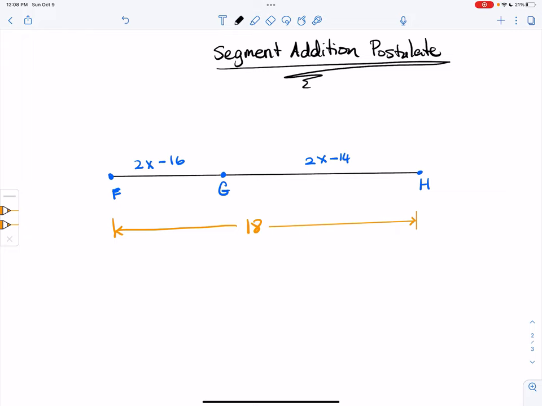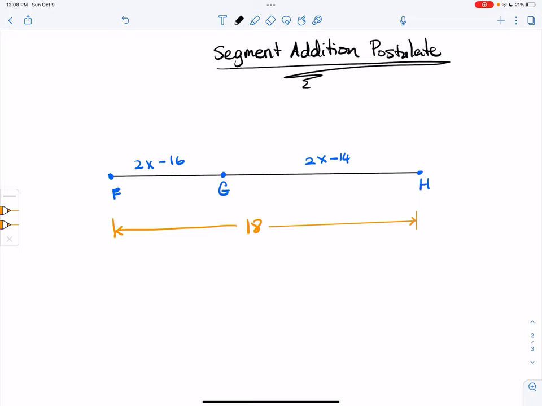Hi, in this video we'll be looking at the segment addition postulate. Now that's just a really fancy way of saying when you have a line segment and you have that line segment divided into parts, the sum of the parts is equal to the whole.